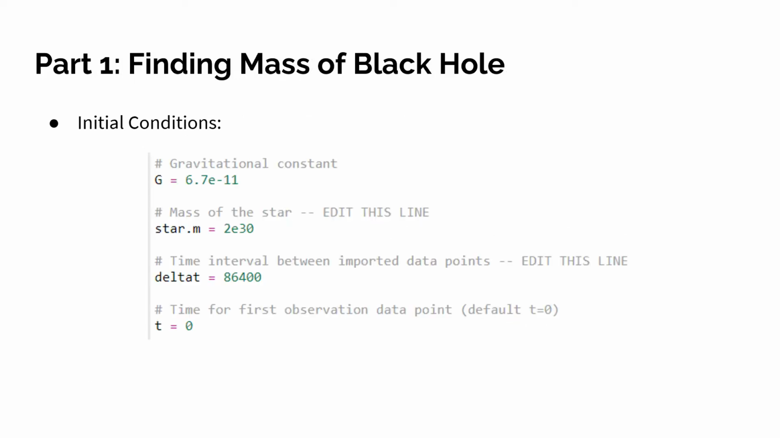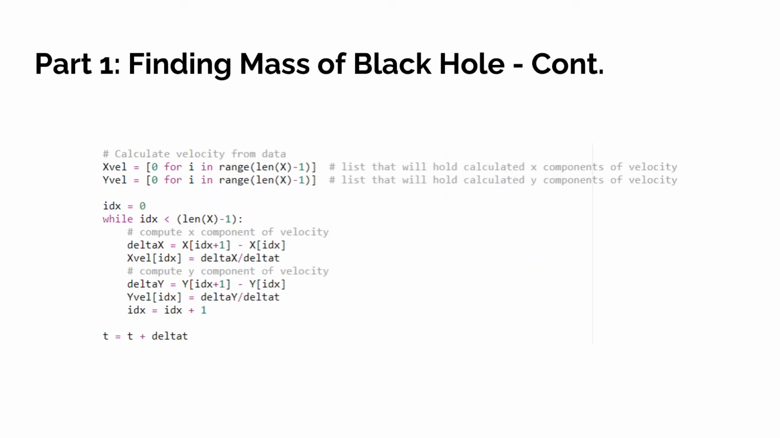Initial conditions for part 1 of this lab. Here you can see the gravitational constant, the mass of the star, which was given, and the time interval between data points, which is the number of seconds per day. Here you can see that the first two lines contain the vectors that hold all the x and y components of velocity that are calculated in the while loop below.